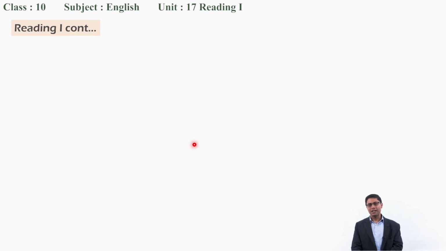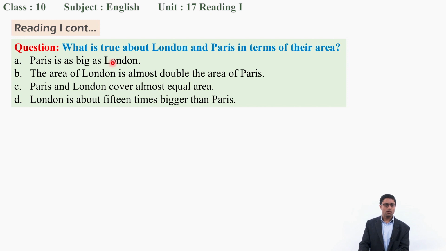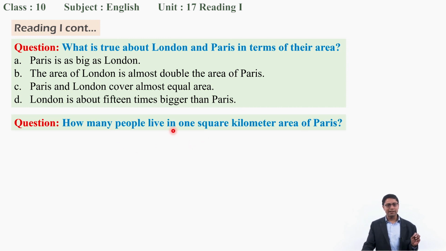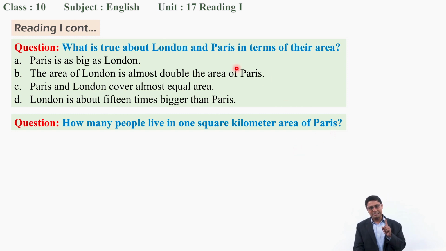So before starting the next paragraph, I have a question for you. What is true about London and Paris in terms of their area? So Paris is as big as London. The area of London is almost double the area of Paris. Paris and London cover almost equal area. London is about 15 times bigger than Paris. Now we'll study and you will find the answer to this question. Next question. How many people live in 1 square kilometer area of Paris? You'll also find out the answers to these questions after reading this text.